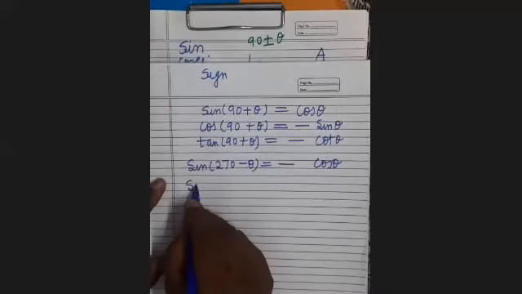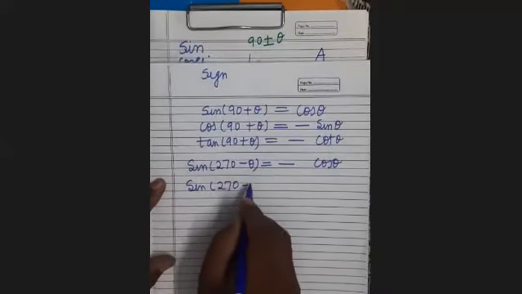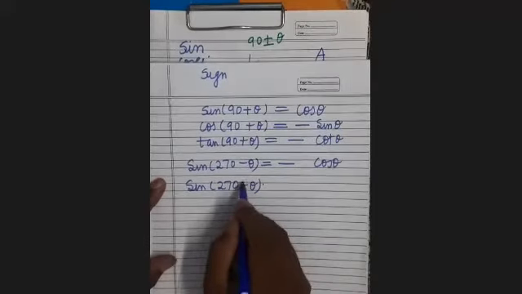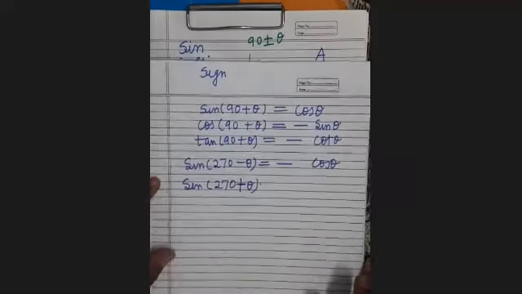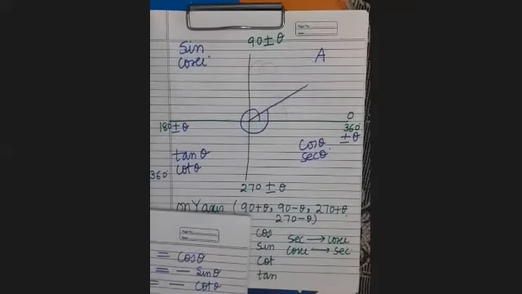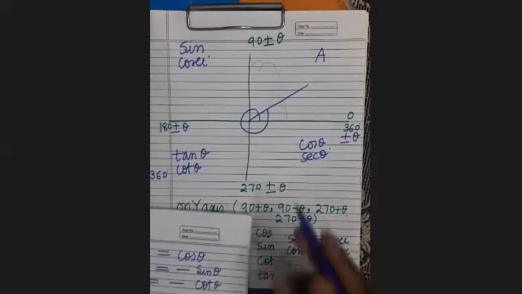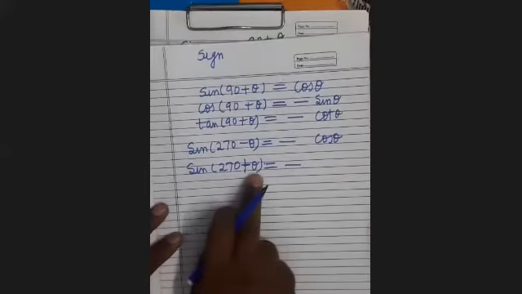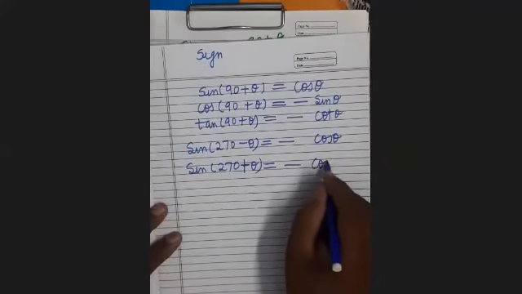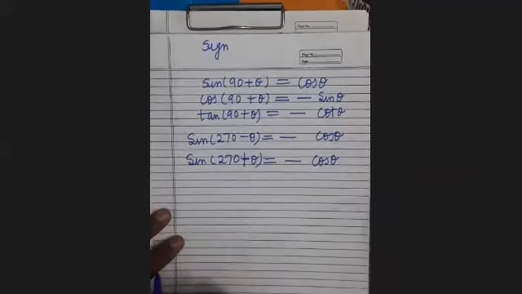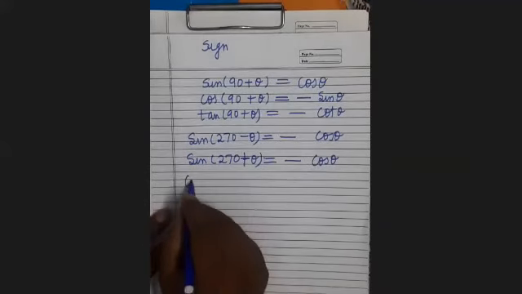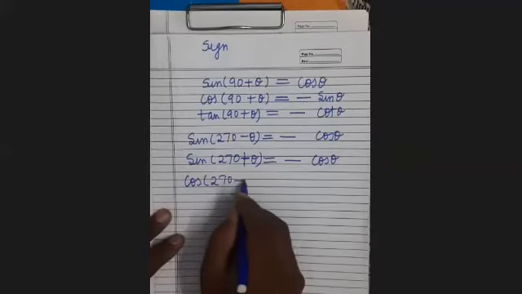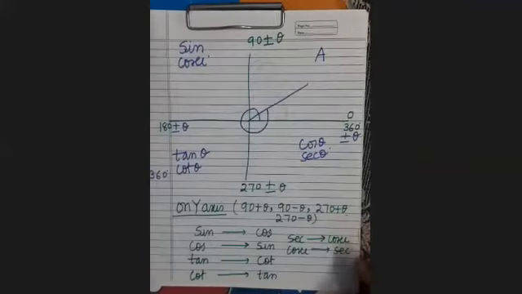Now, what will be sine 270 plus theta? It comes in what quadrant? The fourth quadrant. Sine is negative or positive? Negative. Negative means the sign will be minus. And at this type of angle, sine changes into cos. So it will be minus cos theta. Now you see here cos 270 minus theta. Who can tell cos 270 minus theta?